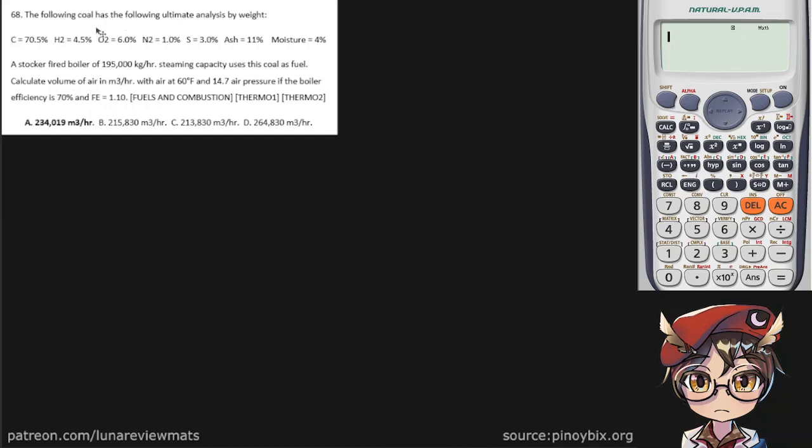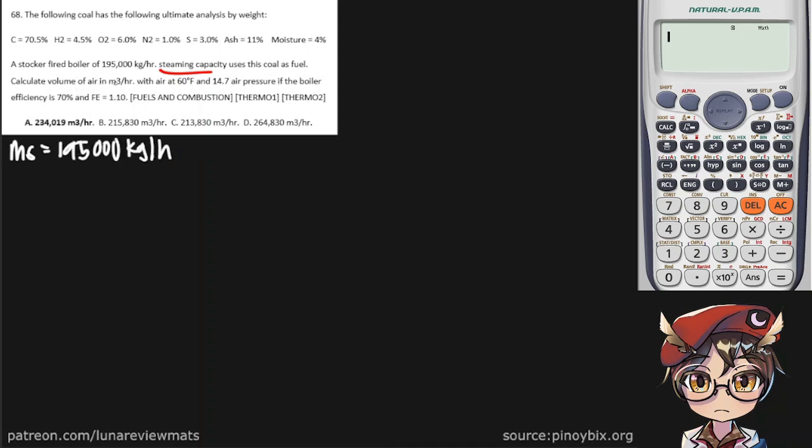The following coal has the following ultimate analysis by weight. So this is the percent mass of our components. A stoker-fired boiler of 195,000 kilograms per hour steaming capacity uses this coal as fuel. So steaming capacity basically means that is our mass flow rate of our steam.